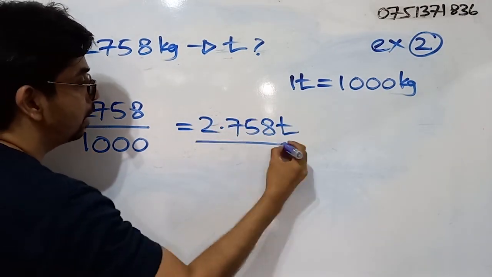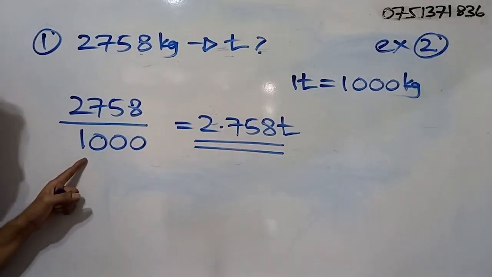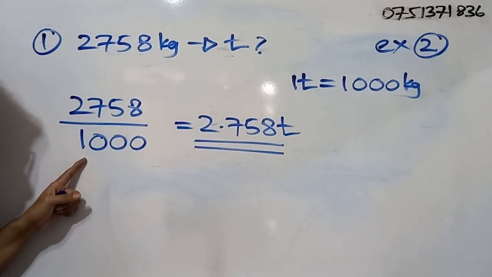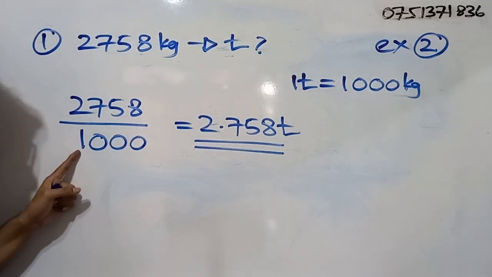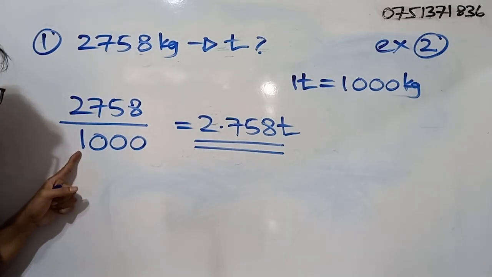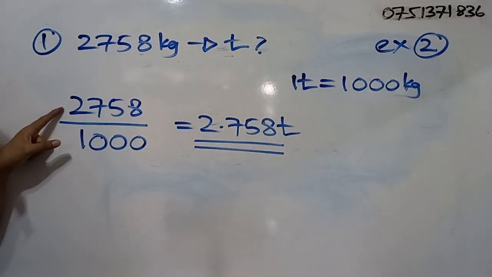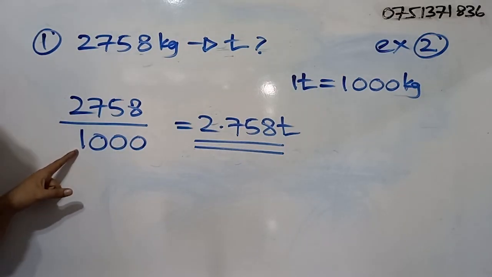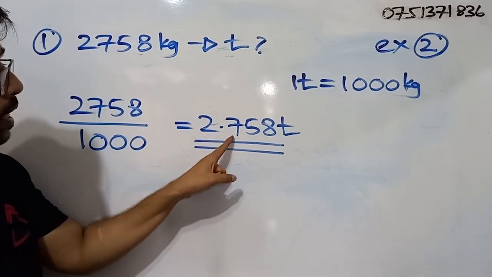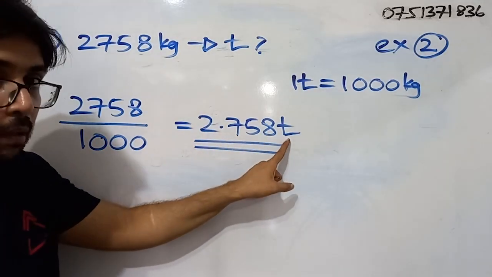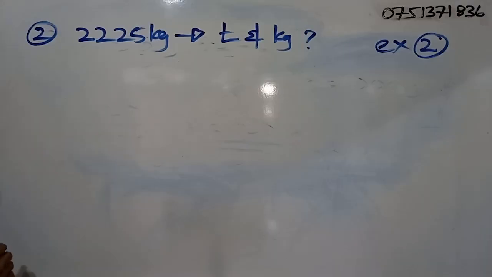2.758. These are metric tons. Now you have to remember how we divide a whole number by a power of 10. We learned that. So that's the technique we apply here. 2758 divided by 1000, what do we get? 2.758. The unit will be what? Tons.